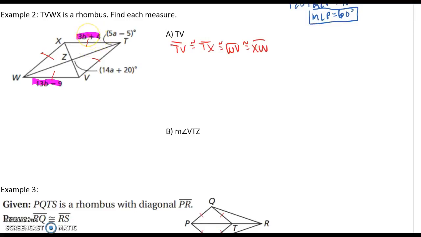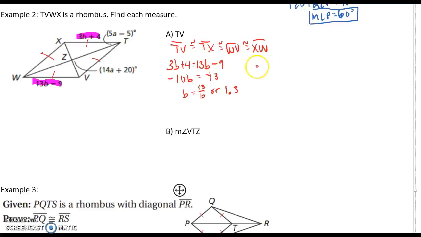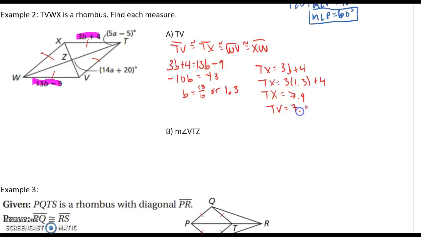So 3B plus 4 should equal 13B minus 9. All right, so there's B. We get 1.3 or 13 over 10. So once we know B, we can plug it in to find, for example, TX, which is 3B plus 4, right? And then use that to find TV, since they should be the same thing. All right, since TX is 7.9, that means TV should also be 7.9.